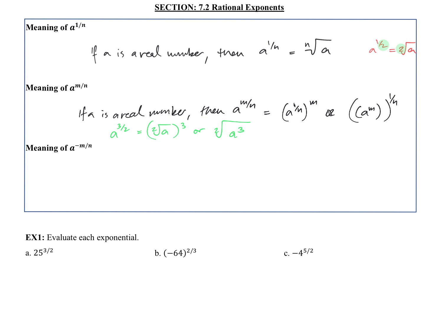And then the last one we have is very similar, except this time we have the negative. So once again, if a to the m over n is a real number, then a to the negative m over n is going to be equal to 1 over a to the m over n. So once again, just using the negative rule for exponents, you make the reciprocal to get the positive. Okay, so let's take a look at using these.